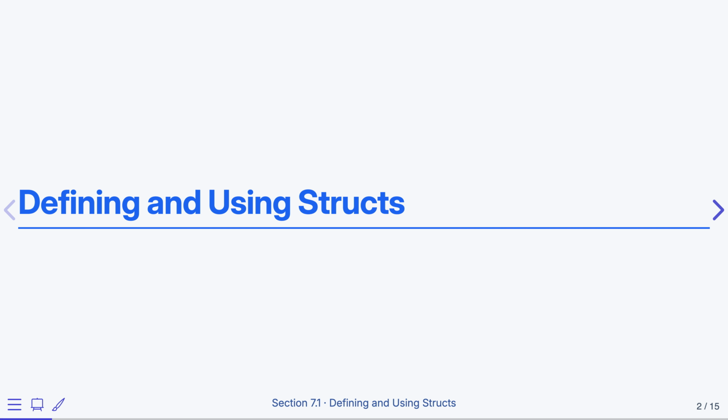So far, every variable you have made holds one single value, one int, one double, one character. But real things are not single values. A student has a name, an ID number, and a grade point average all at once. A point on a screen has an X and a Y. Let's learn how to bundle several related values into one unit using a struct.